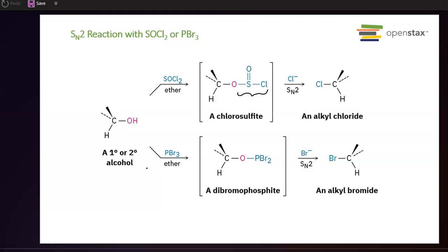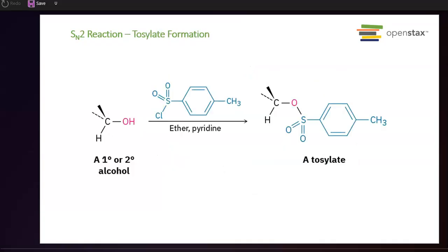Or you can make the alcohol into a tosylate. Like in this case, you can change it into a tosylate, and then it becomes a very good leaving group.